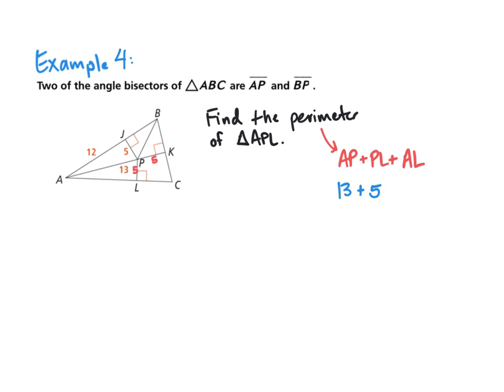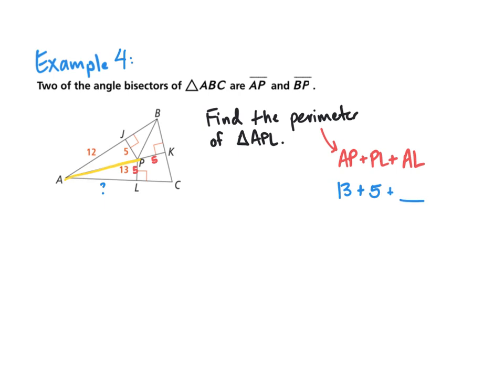Just to recap here, this is an angle bisector for angle BAC. Point P is on that angle bisector. Point P is 5 units away from one side of that angle, so it's got to be 5 units away from the other. So that's how we know that the length of PL is 5. What we're missing here is the length of AL. All right, we're missing the length of AL right there.